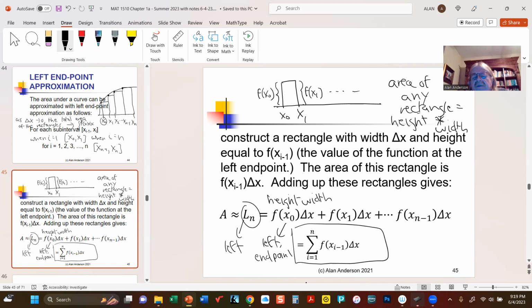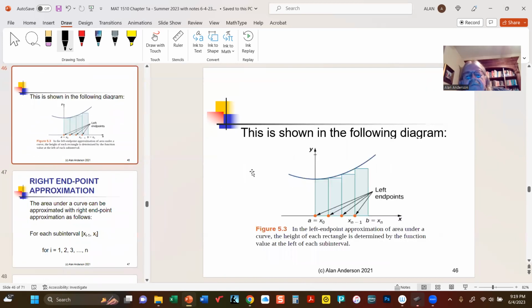So what you're seeing is the sum of all the heights times the constant width. Beautiful. Now, for a graph like this, there's no way I was going to be able to draw this myself, so I borrowed this from the book. And this is the left endpoint method. My graphs were okay, but this is the real thing. So this is what it's supposed to look like.